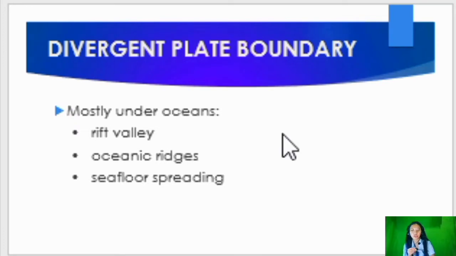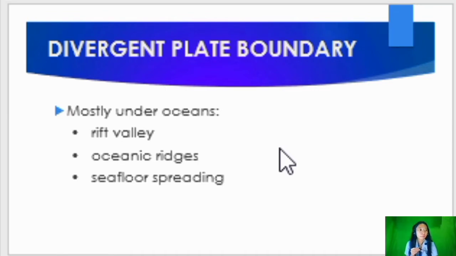Okay, so now let's move forward. Let's go to the second type of the plate boundary, which is the divergent plate boundary. We already finished the three types of the convergent boundary. What are they? They are the oceanic-continental plate boundary, two oceanic plate boundary, and two continental plate boundary. So now let's move forward to the divergent plate boundary.